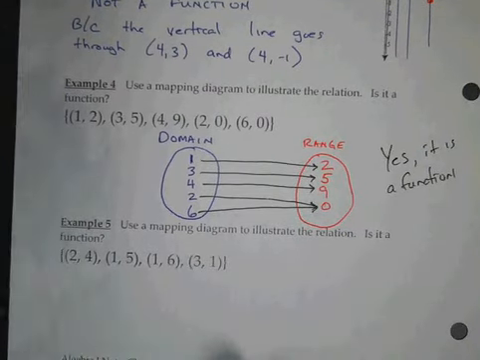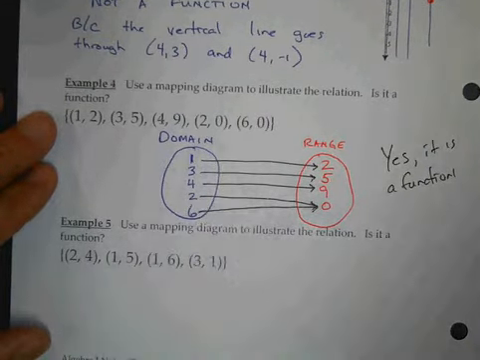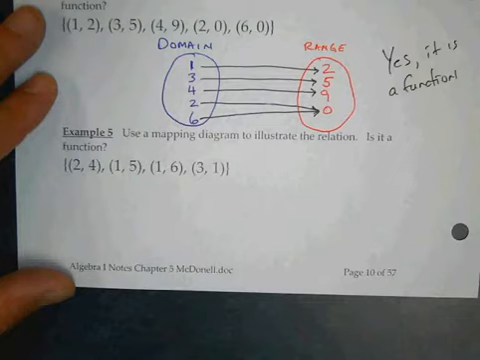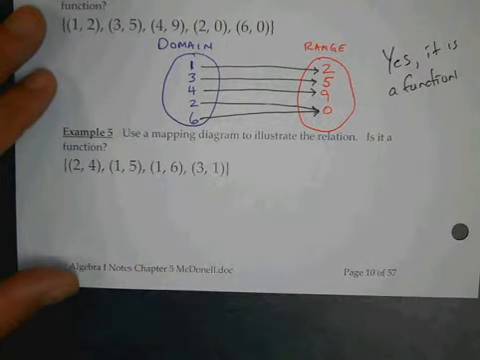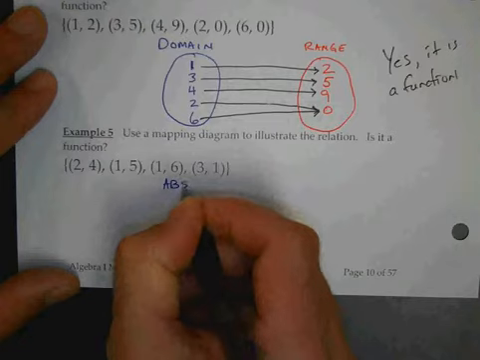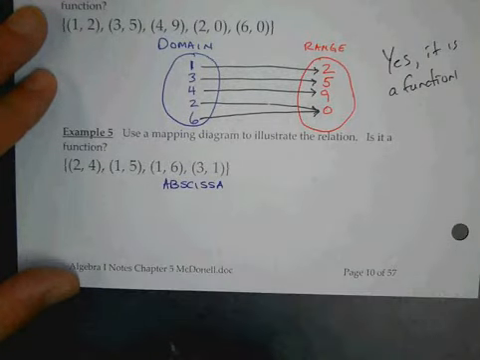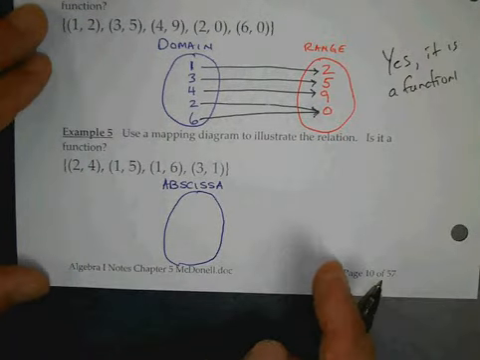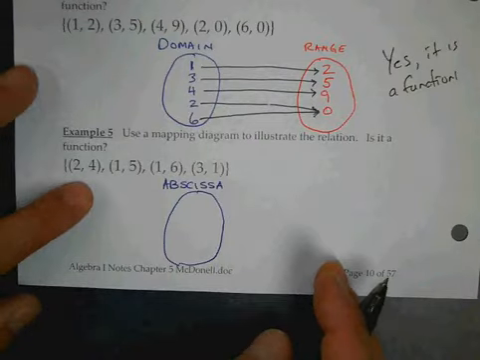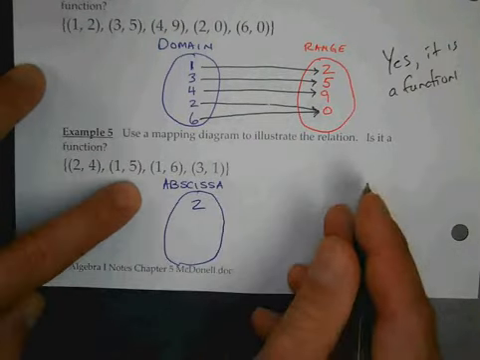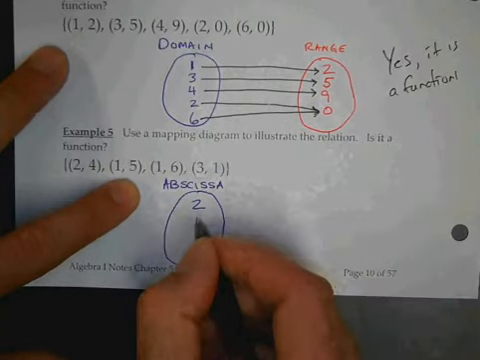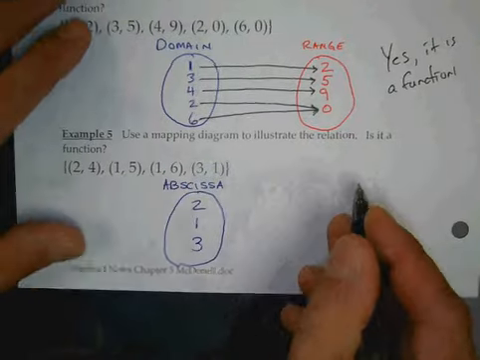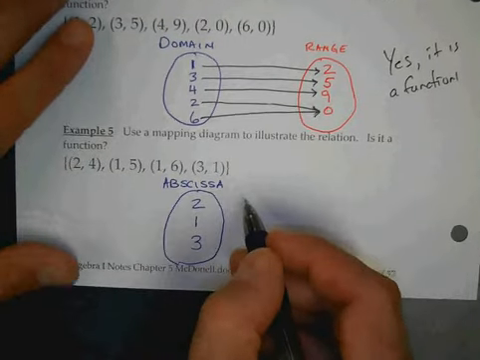Without looking back, give me another name for domain. Can you think of another name for domain, other than x and y? Abscissa. Very close. Abscissa. All right, so let's write all the x's, all the abscissas, all the domains. What's the first one? 2. Then here? 1. Do I need to write another 1? No. And then what finally? 3.